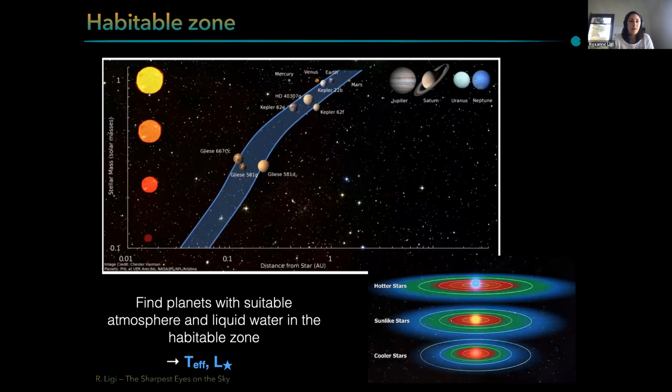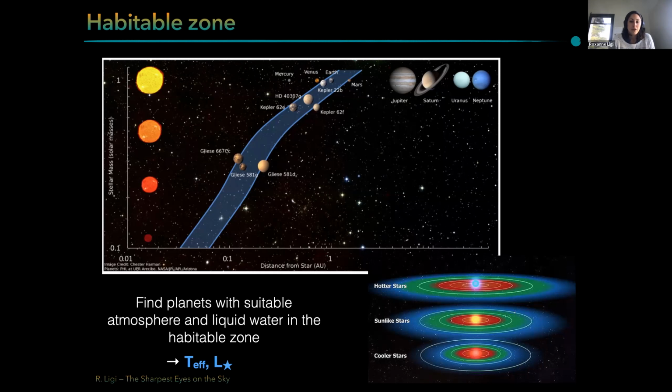So I talked about the habitable zone, and again, it's dependent on some stellar parameters, namely the effective temperature and also luminosity, because we need to know the amount of irradiation that the exoplanet receives, and it will depend on the star, of course. The hotter it is, the farther away you need to be to have liquid water on your surface.